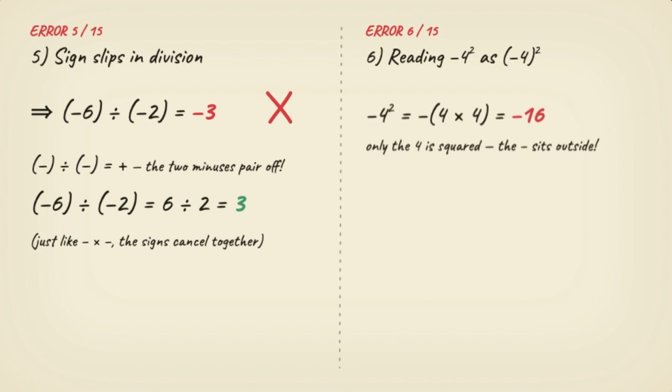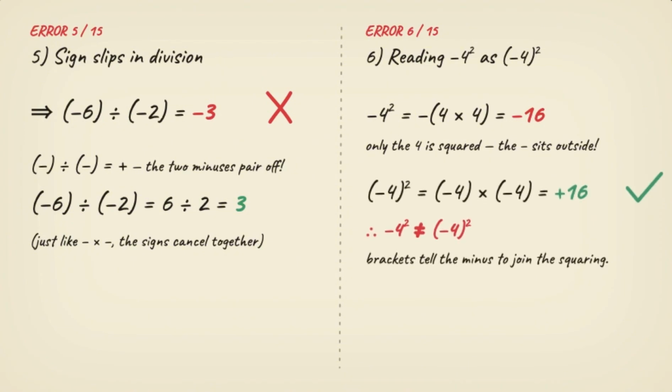Error 6. Reading -4 squared as if it is the bracketed version. They are different. -4 squared means the negative of 4 squared, which is -16. But -4 in brackets squared means -4 times -4, which is +16.